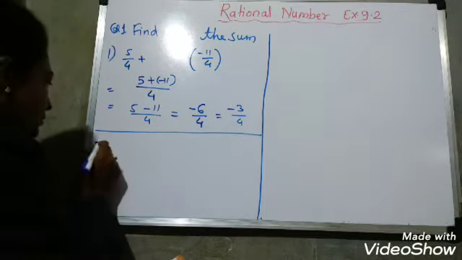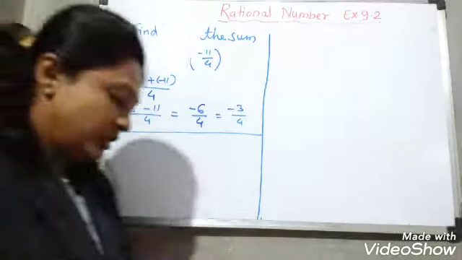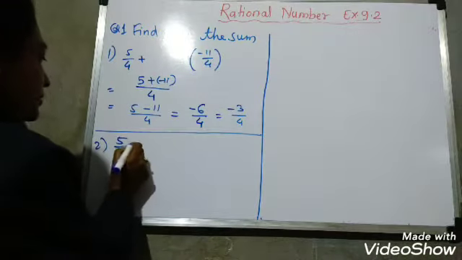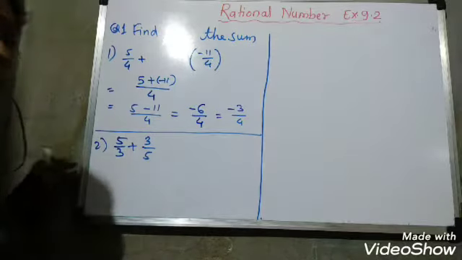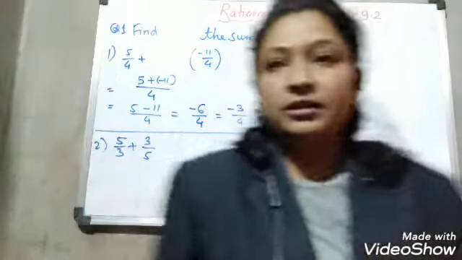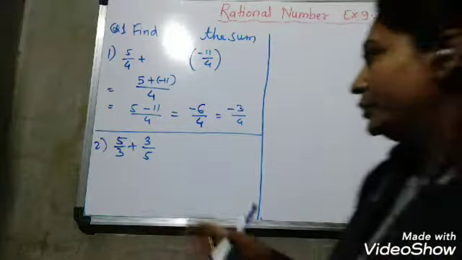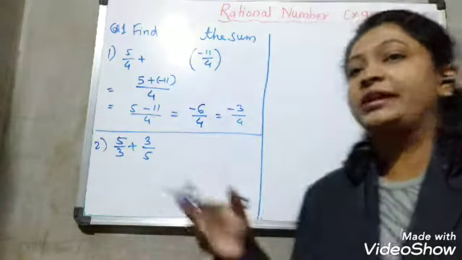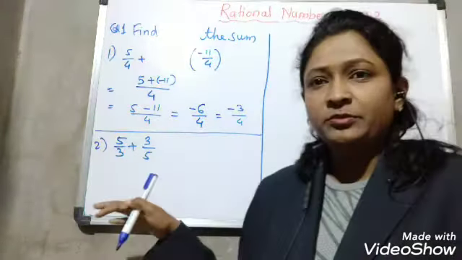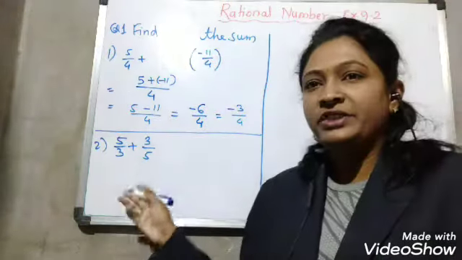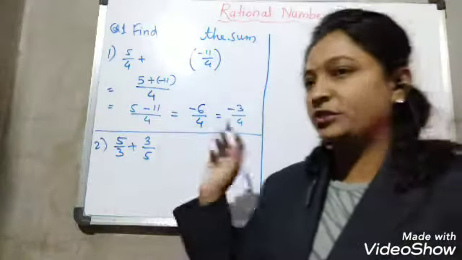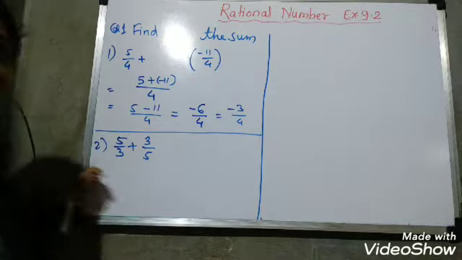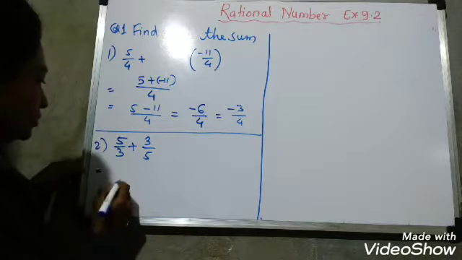So your second example is 5 upon 3 plus 3 upon 5. So students, see, I told you when I uploaded the fraction video that whenever the bases are not the same, we can use the LCM method or the cross multiplication method. Now here these numbers are very small, so we can easily use cross multiplication.